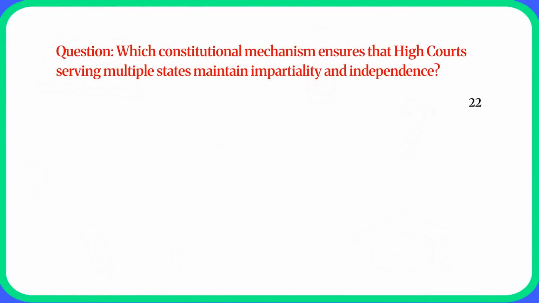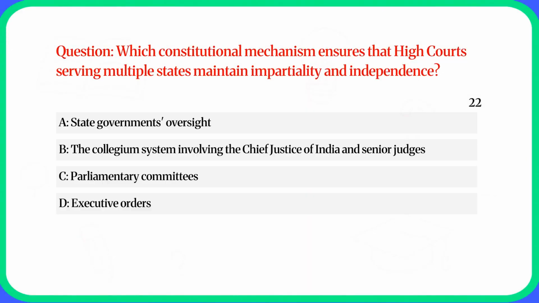Question: which constitutional mechanism ensures that High Courts serving multiple states maintain impartiality and independence? Answer: B. The collegium system involving the Chief Justice of India and senior judges.